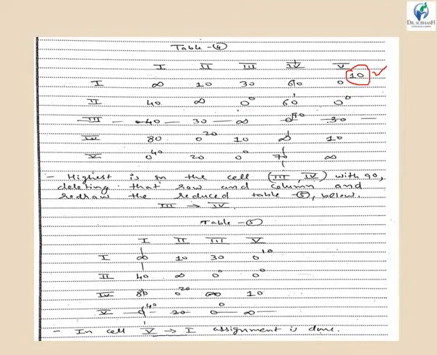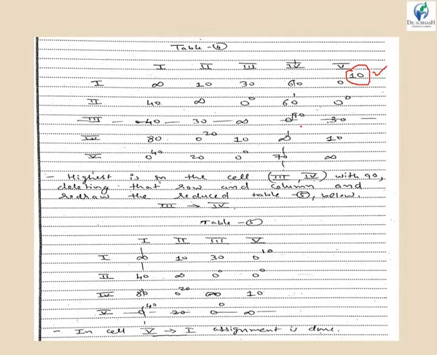Coming to this 0, finding out the penalty: in that second row the smallest element is 0, and in the third column the smallest element is also 0. So 0 plus 0 is 0. Now coming to this 0 to calculate the penalty, the smallest element is 0 in the row, and in this column it is 0. So 0 plus 0 is again 0.